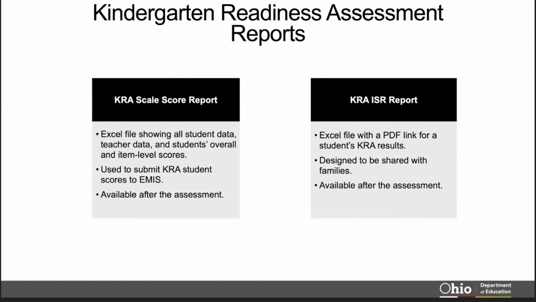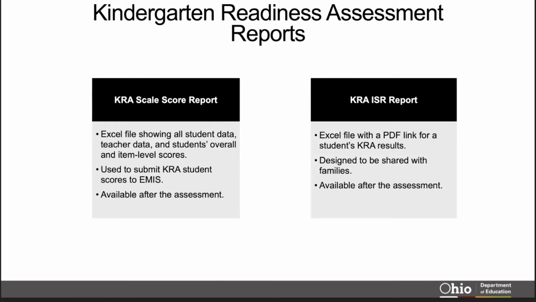Last one up for the kindergarten readiness assessment reports is the KRA scale score report. And this is going to show all student data, teacher data, student overall levels, scores, all of that. And this is the report that is used to submit to EMIS. And this is only available after the window closes for the kindergarten readiness and after that data manager cleanup window has closed. So this is what you're going to submit to EMIS, and it won't be available until after.